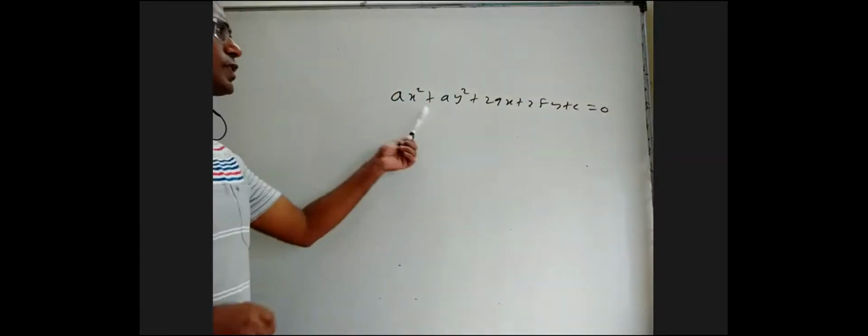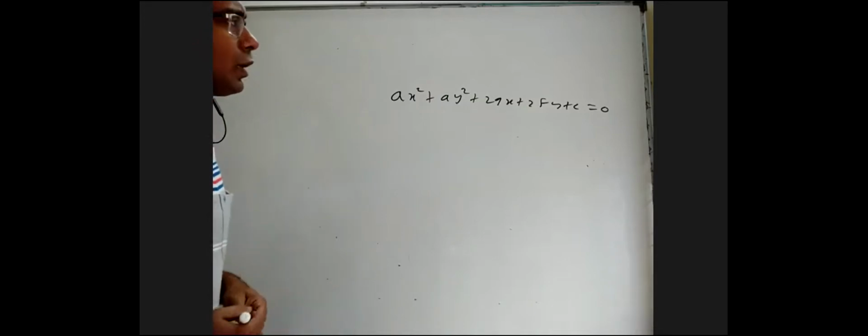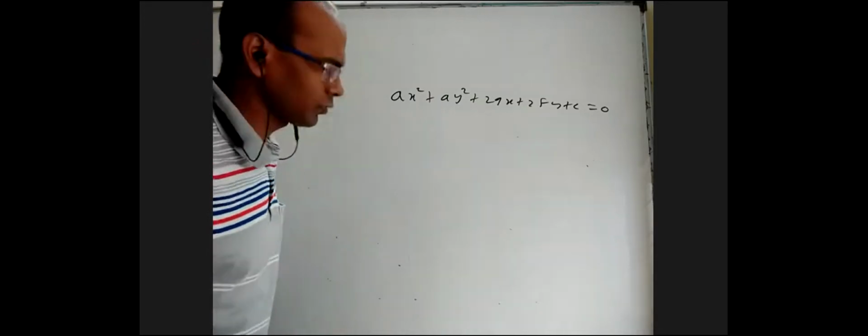So we understood that there is ax square, no xy term, and then ay square, then 2gx plus 2fy plus c equal to 0. The xy coefficient will be 0, and the x square and y square coefficients will be equal. This is not good enough. We have to see when it represents a circle. So first of all, we'll take the simple form and then come back.